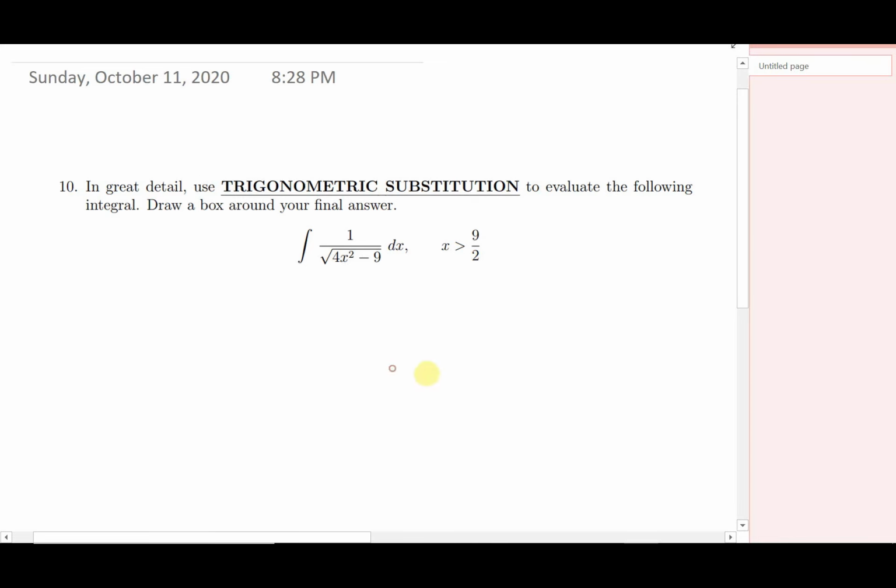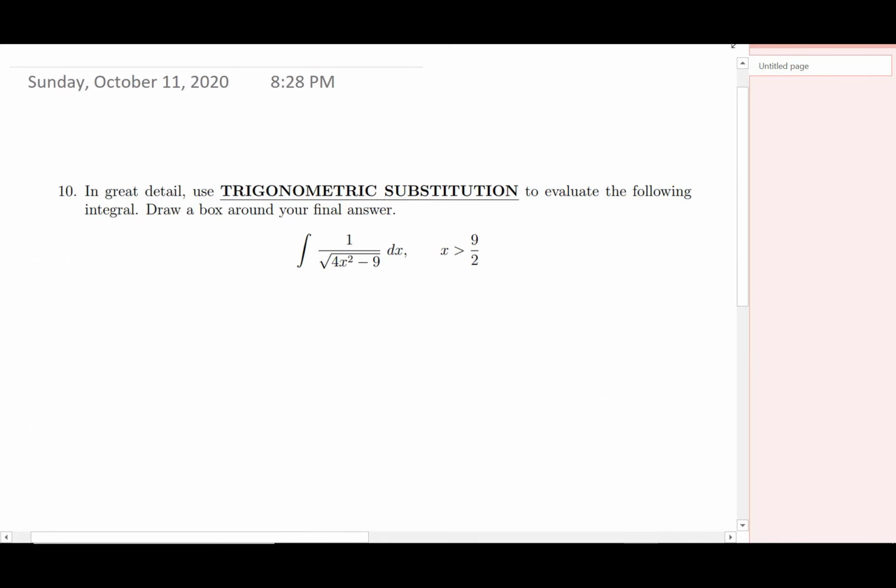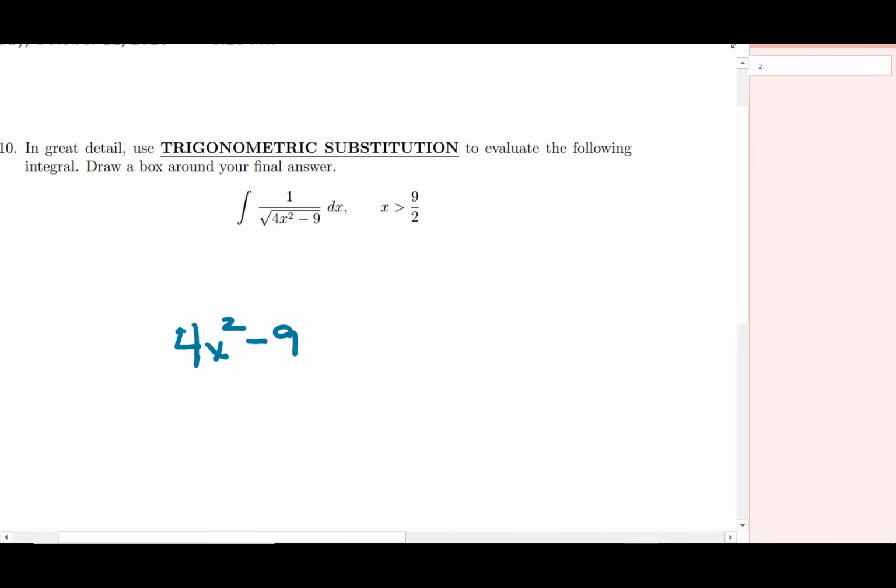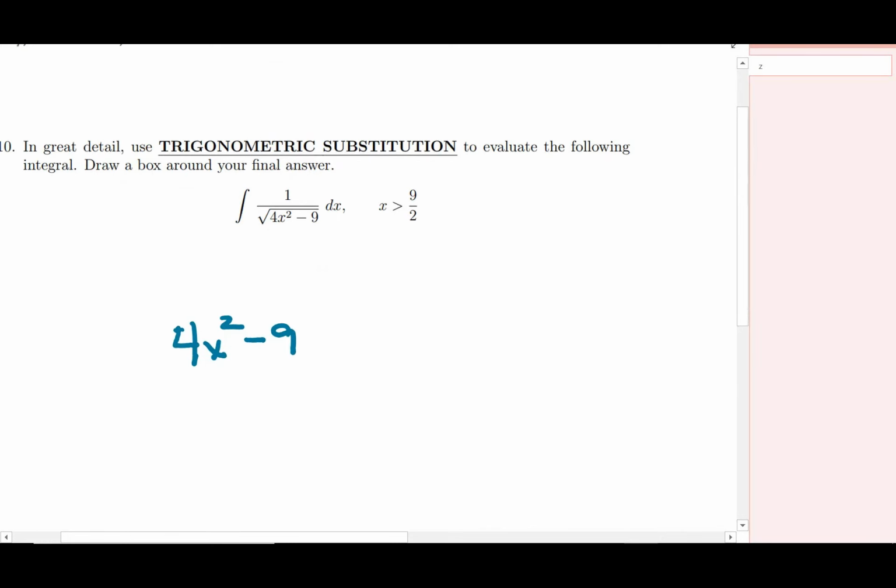For this question, we're covering solving the indefinite integral of 1 divided by the square root of 4x squared minus 9 dx. So the key right here is we're going to focus on the radical expression, 4x squared minus 9, and try to simplify it in such a way to eliminate it from the radical expression or the square root. So we need to focus on a few things.